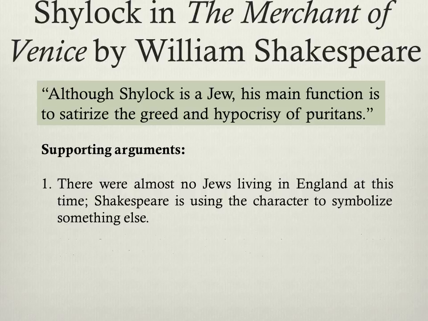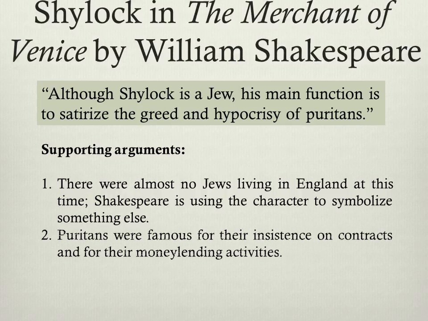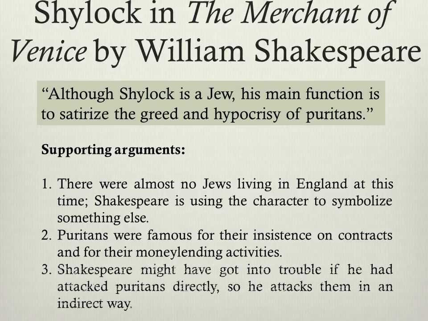And the next argument is that Puritans were famous for their insistence on contracts and for their money-lending activities, which is precisely what Shylock is standing out for in that play. And finally, that Shakespeare might have got into some trouble if he'd attacked Puritans directly, so he attacks them in an indirect way.